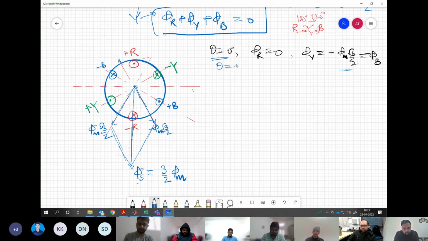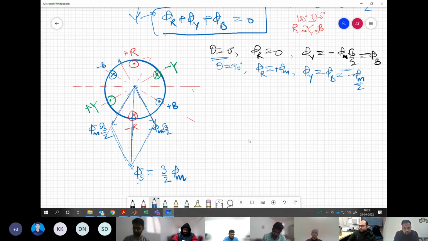Now we go to the next instance, theta at 90 degree. What happens? Phi r is now at plus phi m, whereas phi y and phi b both are at minus phi m by 2. So what will happen now? Let me draw the next instance in red. We have r coming as maximum, say phi m over here. Then we have y coming along the negative and b also coming along the negative. So for y this is the negative, so it is coming here. And for b this is the negative, so it is coming over here. Axis you need to mark very clearly for this illustration.